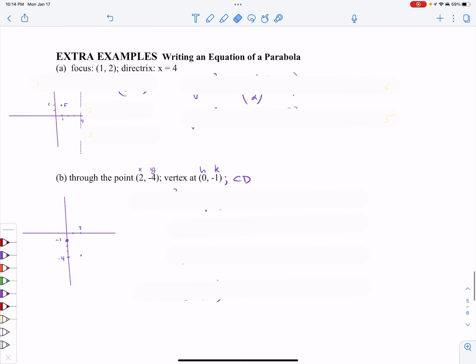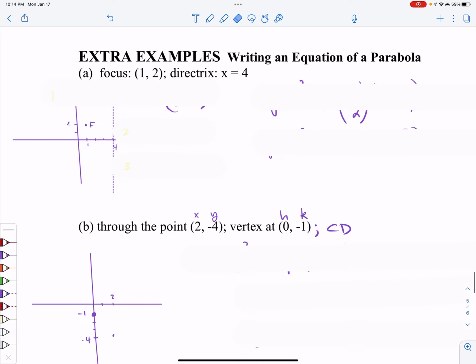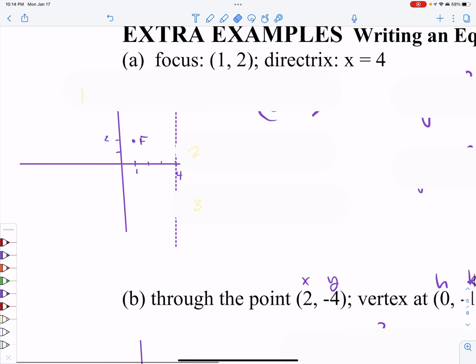All right, two more examples then for this video. This one I'm not told where my vertex is, so I actually have to take the time to find it. So you see that the focus is at (1, 2). The directrix is at x equals 4. So you see that I've already written those on my picture.